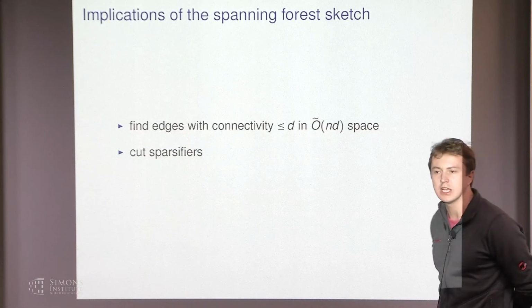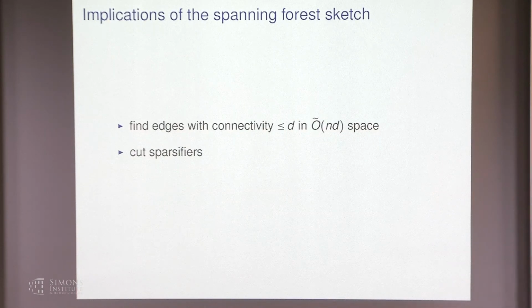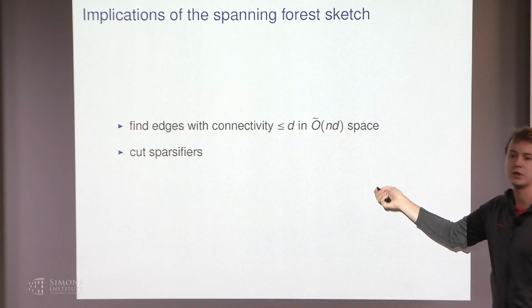There are some simple implications of the spanning forest sketch. Let me just list them. One nice and simple implication is that if we don't just want a spanning forest, but suppose I want the following primitive. I have a parameter d, and I want to find a list of edges that will contain all the edges in my graph that have connectivity at most d. You can do that in about n times d space.